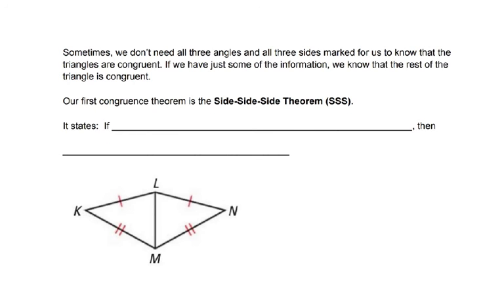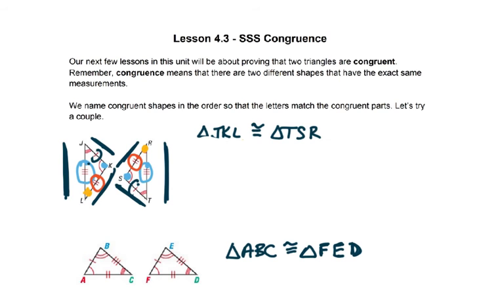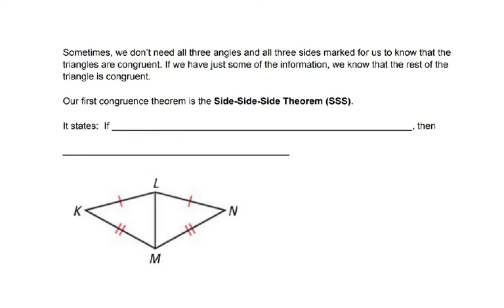Now, one of the things, so that was, we had on this, we had all 3 sides and all 3 angles marked, and that was how we knew the triangles were congruent. But if we know certain things are congruent, we don't have to know everything, because if these things are congruent, everything else has to be congruent. So, the first theorem, the only one we're going to learn before the break, is side, side, side.